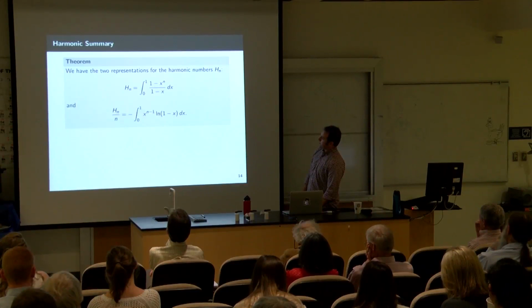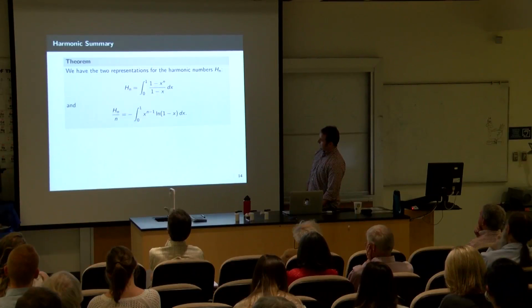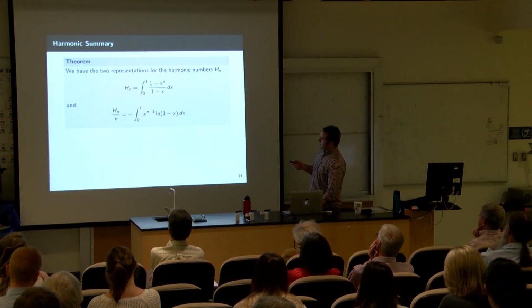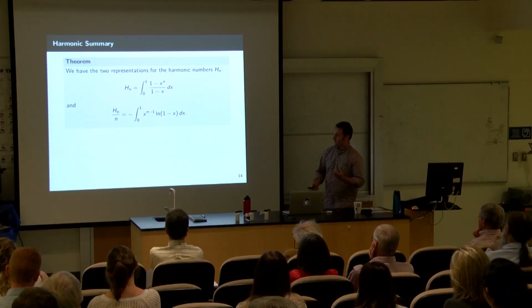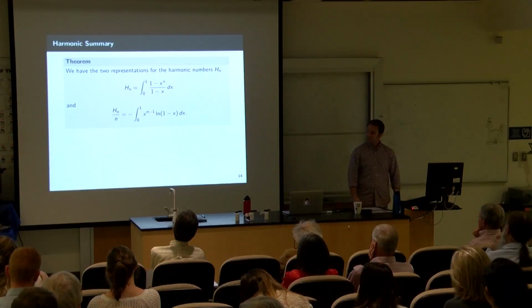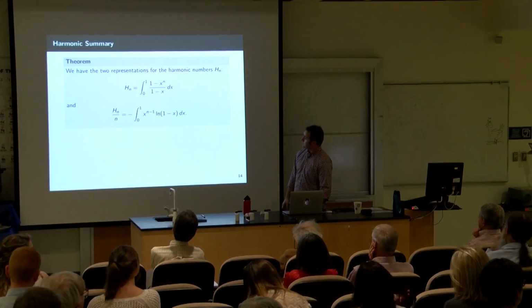So let's just summarize what we've written down. We have these two representations. The one nice thing about the second one that we just saw was it had that extra n out front, so you can pull that out, and you actually have an integral for h of n over n. And you can use this. Okay.